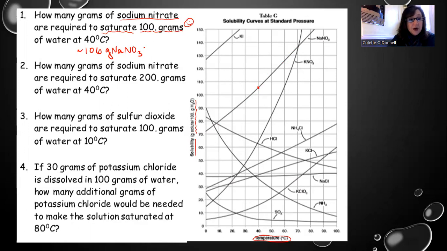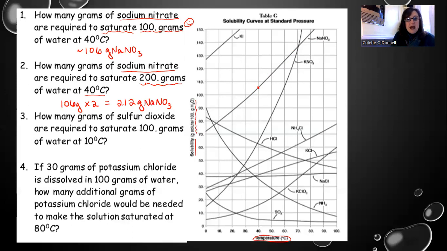But notice for number 2, it's asking about sodium nitrate again, but this time it is saying we've got 200 grams of water. So if we have twice the amount of water, it shouldn't surprise you that we're going to be able to fit twice the amount of solute into solution at the same temperature that we were looking at for number 1. And so simply what would I do here? I would take 106 grams and multiply it by 2. And that is going to give me around 212 grams. And we're graph reading, so you're going to try and be close with your readings, and we may have a little bit of wiggle room there for what would be a correct answer. Okay. All right, so not too bad.